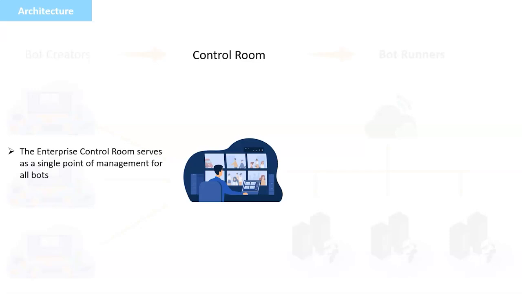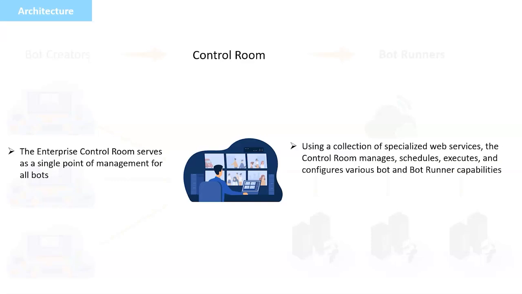Control room. The enterprise control room serves as a single point of management for all bots. Enterprise control room is placed on a server in the data center and configured to work with the other data center components. A river proxy is in charge of listening for requests for remote connections and sending them to the appropriate specialized service. Using a collection of specialized web services, the enterprise control room manages, schedules, executes, and configures various bots and bot runner capabilities.